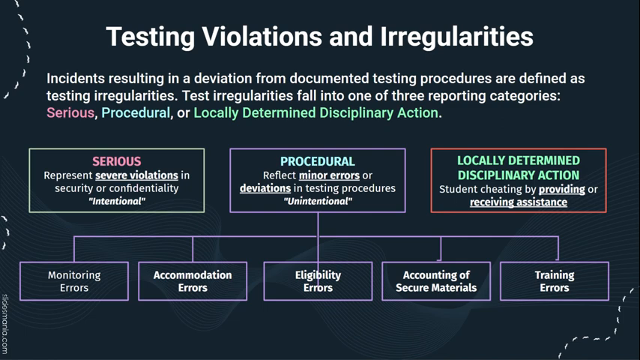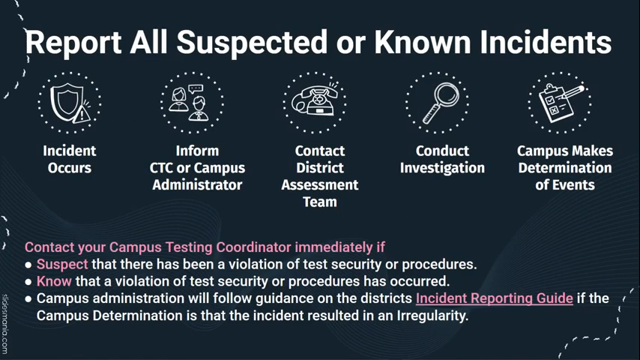Procedural irregularities are generally unintentional mistakes made by staff members, such as leaving secure material in an unlocked, unmonitored setting. Report all incidents that are or could be an irregularity to the testing coordinator immediately. The campus administration and testing coordinator will investigate to determine if an irregularity occurred.